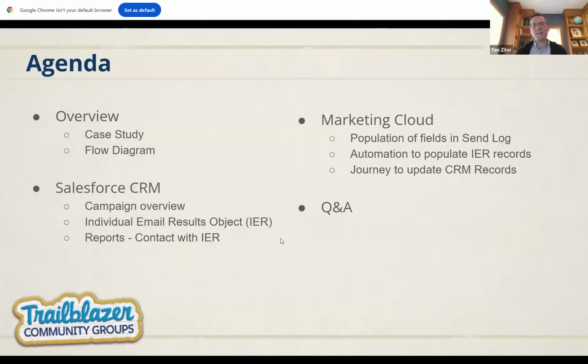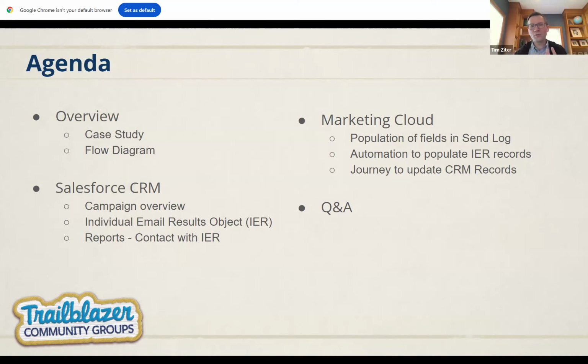So we're going to be going over the use case. We're going to be talking about the flow diagram of how this is all going to work. Then we're going to be in the platform, in the Salesforce CRM environment. We're going to take a look at the individual email results object, how we're triggering an email, some emails that we've sent to populate the individual email results records and visualize that data.